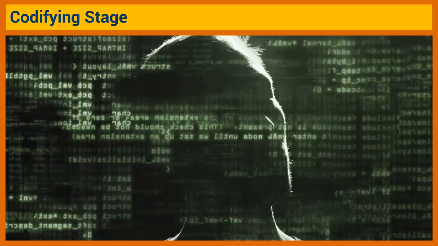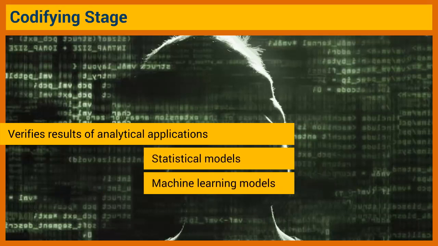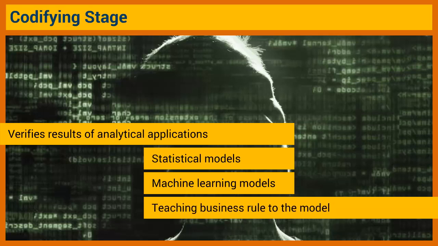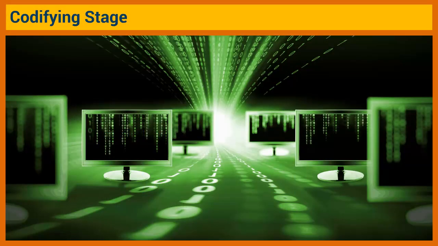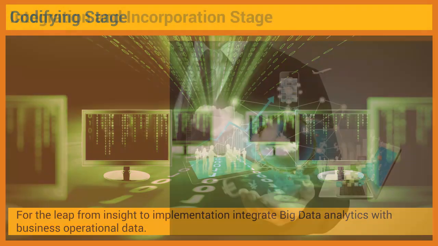Thus, the codifying stage helps in verifying the results of the analytical application, and this includes building of statistical models or machine learning models, such as the decision tree, for instance. These models might then be improved iteratively. In other words, this is the process of teaching the business rules to the model. In the above retail example, if the business were to achieve this kind of a leap from insight to implementation of new product selection, it will need to ensure that it is a repeatable process and for which big data analysis must be integrated with the business's operational data.